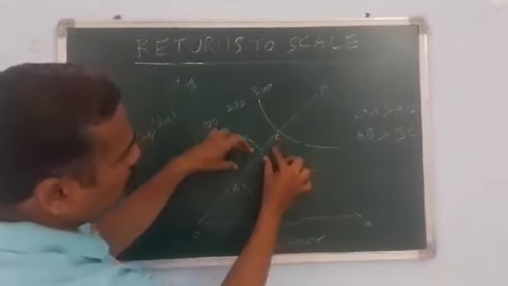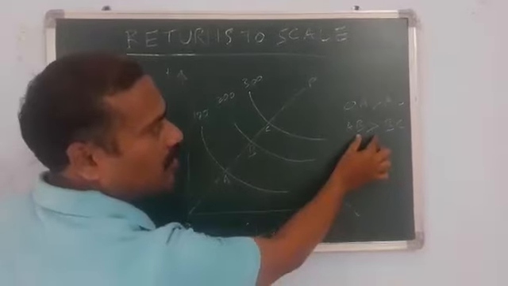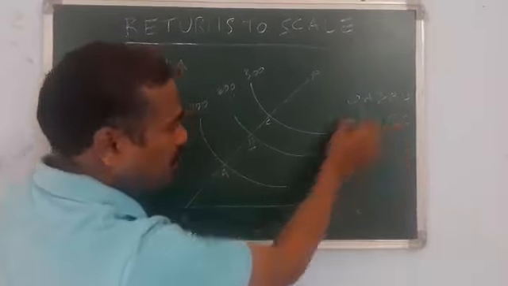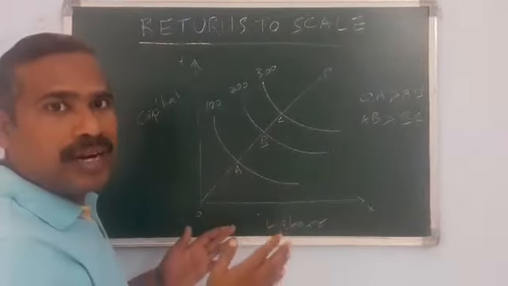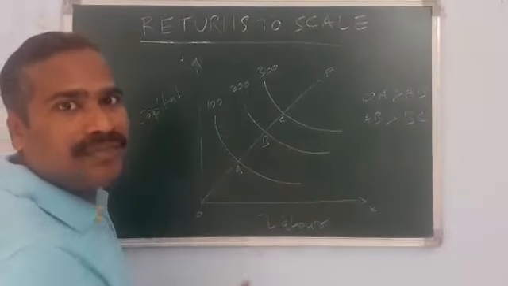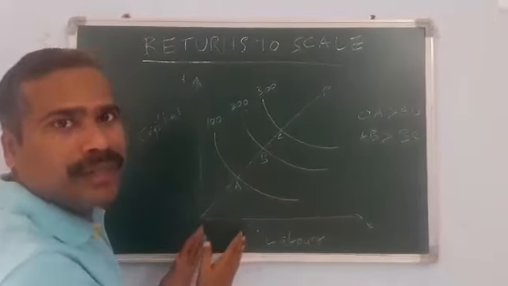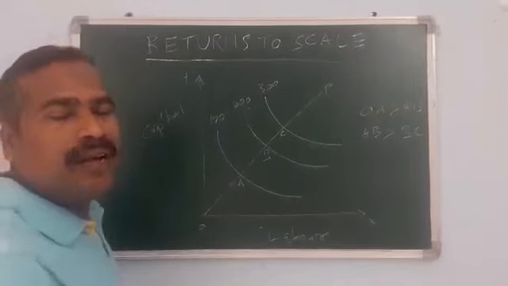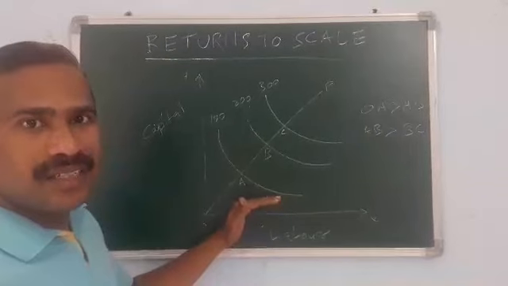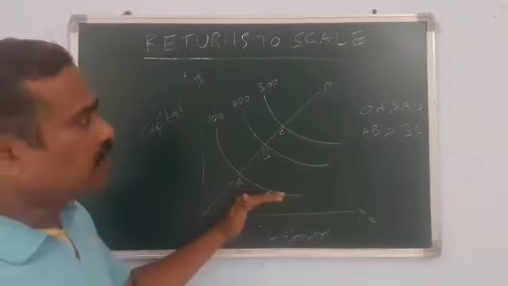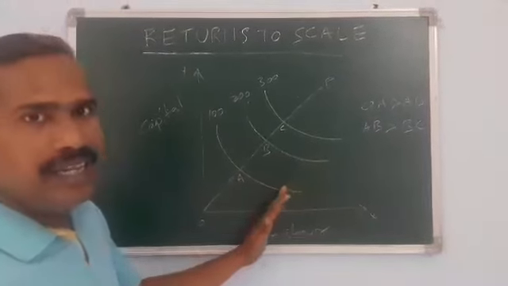If you think, BC is less than AB, or AB is greater than BC, just observe here, AB is greater than BC. That means we are getting the same level of production, but we are using fewer units of capital and labor. By using a smaller amount of the production factors, we are getting more production. That is why we are calling this increasing returns to scale. In the first stage of the production path, we are getting increasing returns.